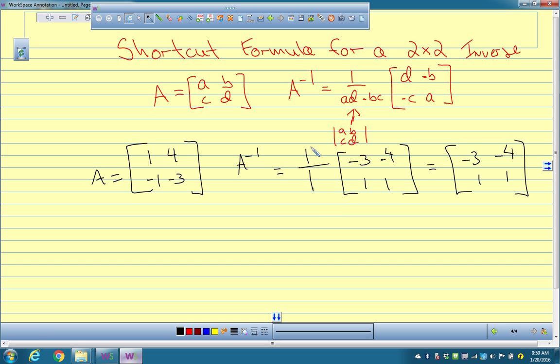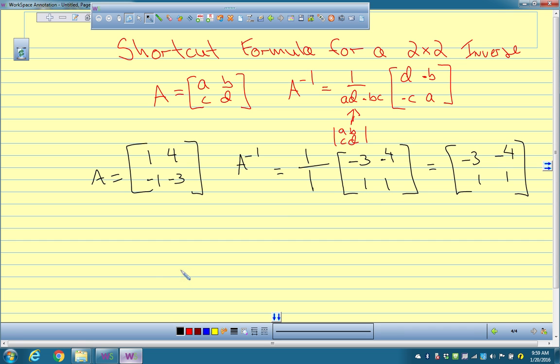Now, just to tell you, this number isn't always going to be 1. Sometimes it'll be some ugly fraction, and you need to distribute through that ugly fraction, or you could just leave it outside. How would you do that? You just multiply every number here by that fraction. So if this is like 1/2, then this will become negative 3/2, and this will become negative 4/2.